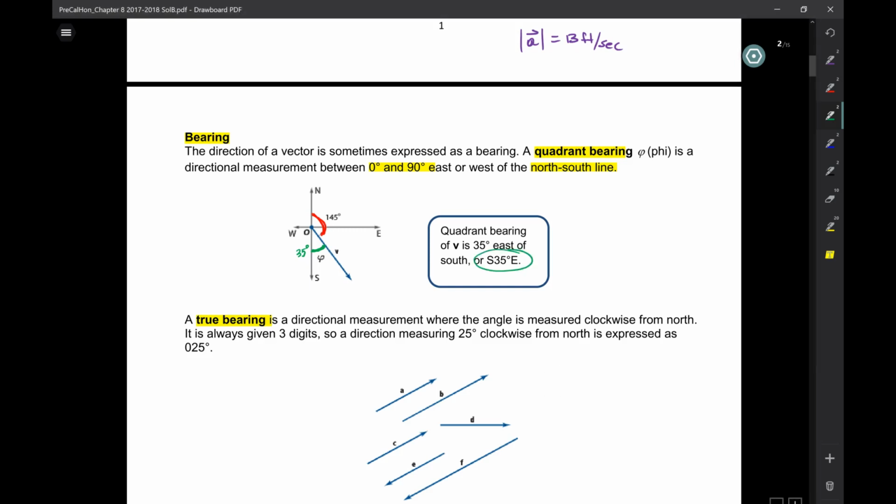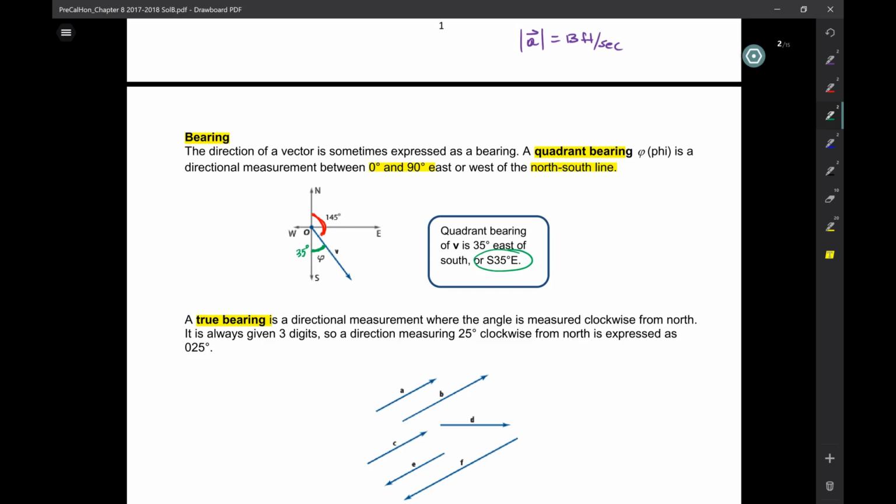35 degrees east of south. You know you've seen it. You've probably seen it in movies, like where you're talking about the location of a ship or when they talk about radar, right? Next time, pay attention.